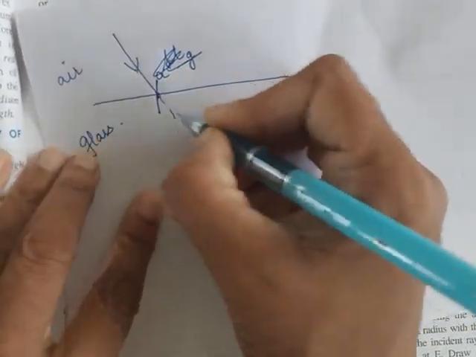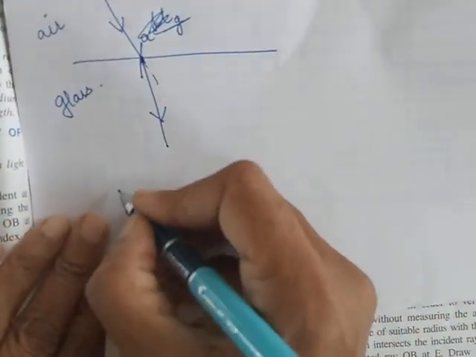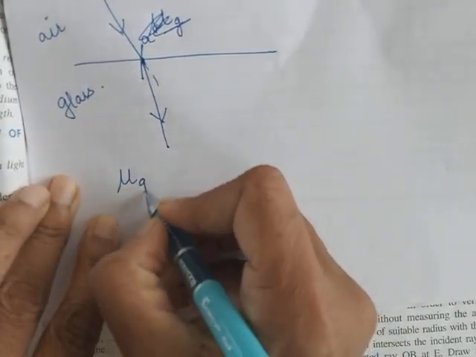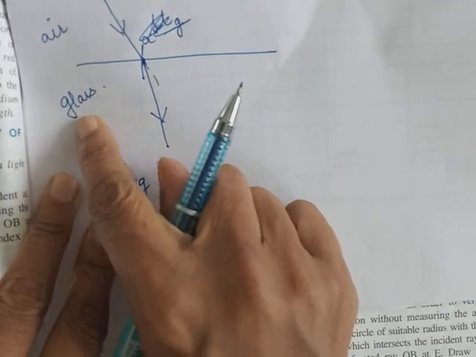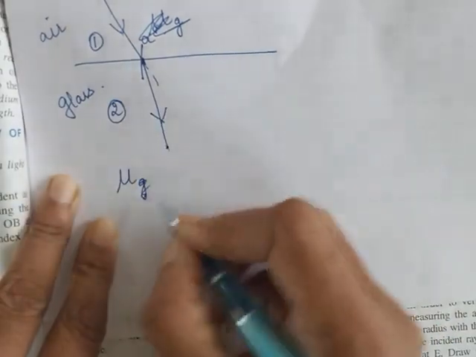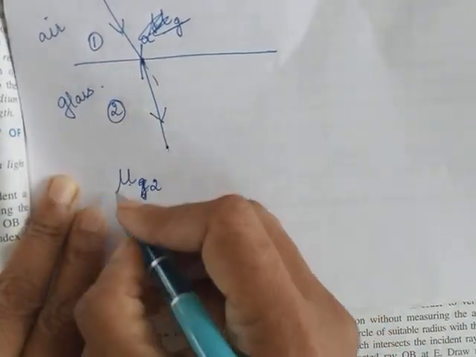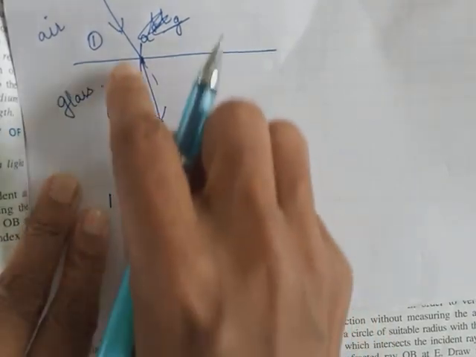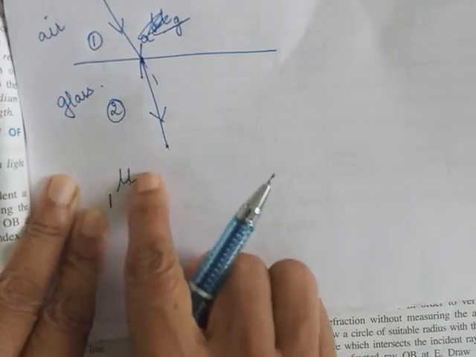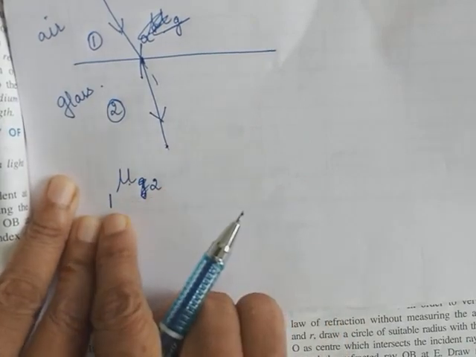So it will be bending towards the normal. Now when I write the refractive index, on the right side I will write the medium into which it is going. Simply, if this is medium 1 and this is medium 2, on the right side I'll write the medium into which it is going, and on the left side I'll write the medium from where it is coming. Is it clear, children? So it will be mu 2 1, the refractive index of the second medium with respect to the first medium.